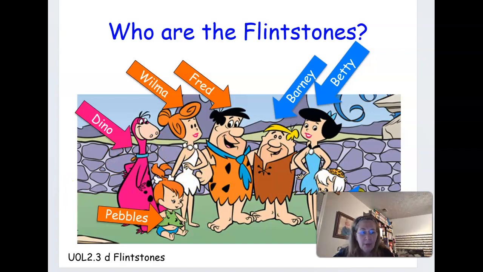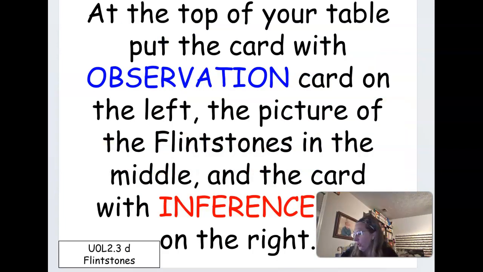On your table, you're going to have a set of cards that you're going to pick up, and they're going to look like this. You're going to fish through them and find the two cards that say observations and inferences. On your desk, you're going to put observations on the left and inferences on the right. And you're going to go through your stack of cards. They're going to look like this.